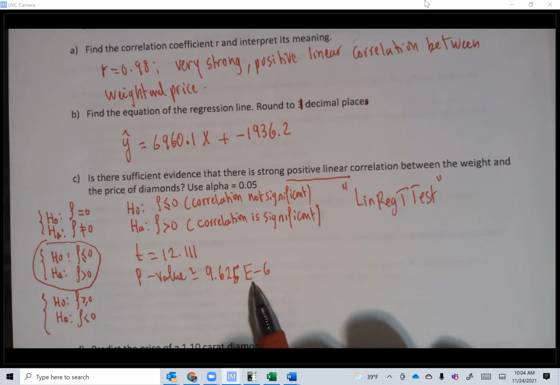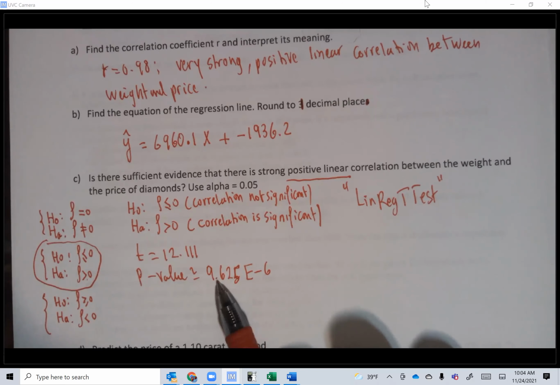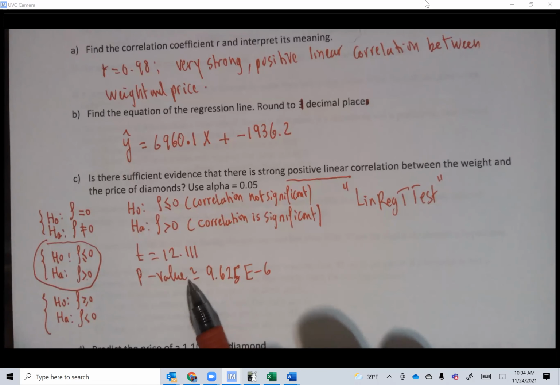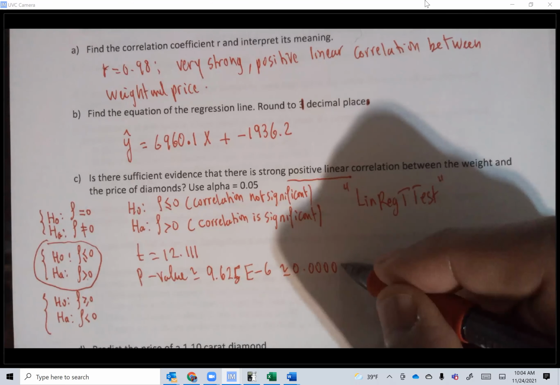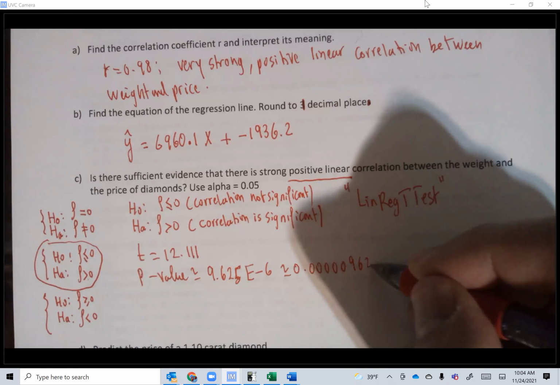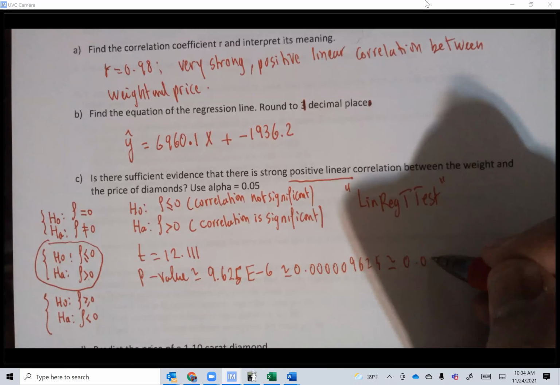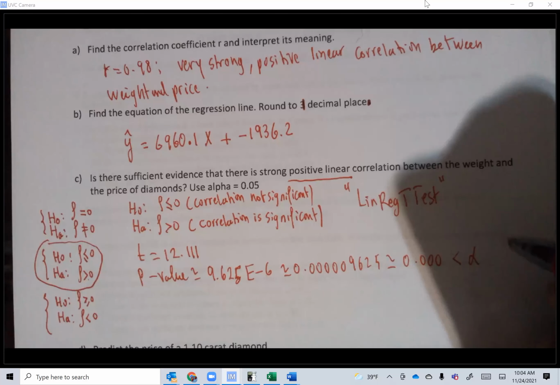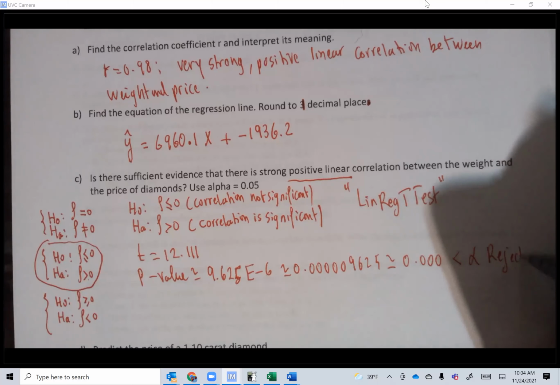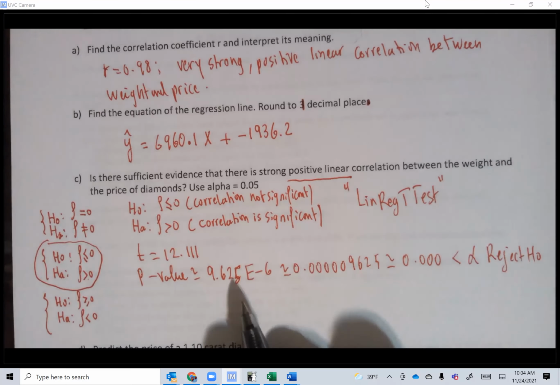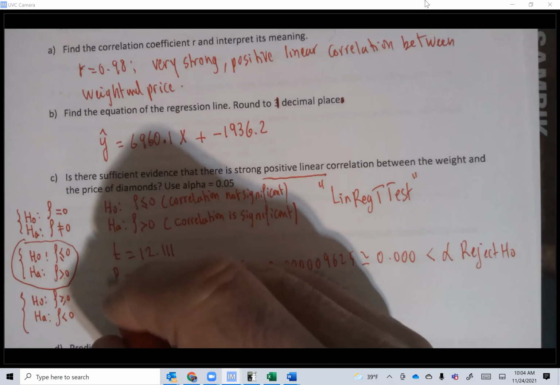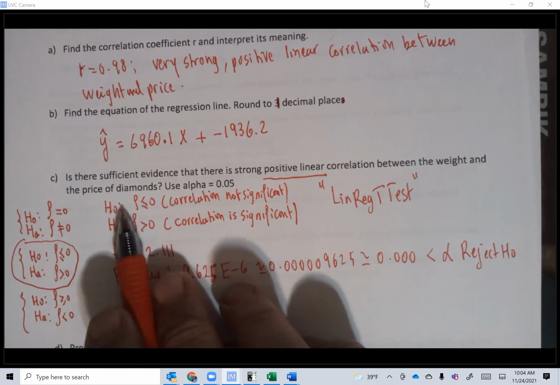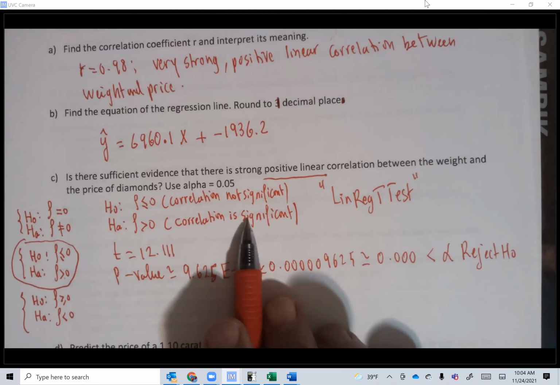E minus 6 means you have to move the decimal point 6 digits to the left. So that means this is actually 0.000009625, which is almost 0. Less than alpha, reject H0. Definitely you're going to reject H0 when you see an E here, always. And then you say, since you reject H0, then you're saying correlation is significant.